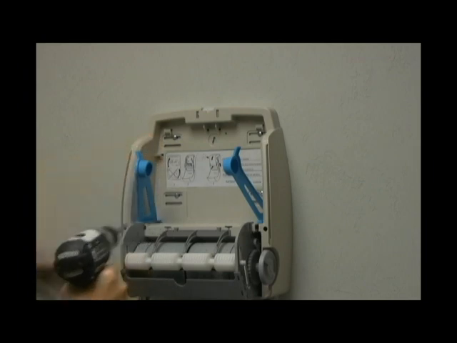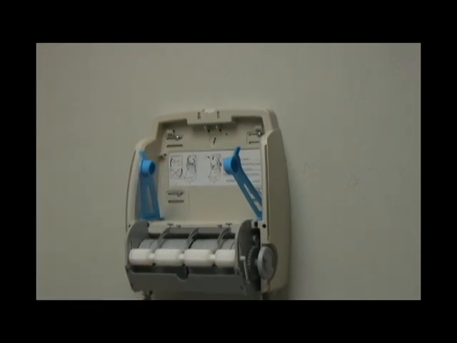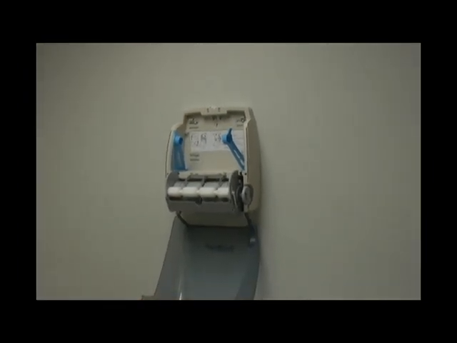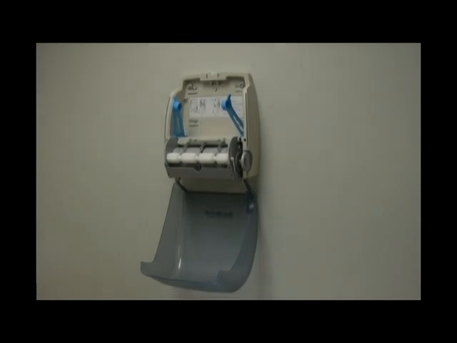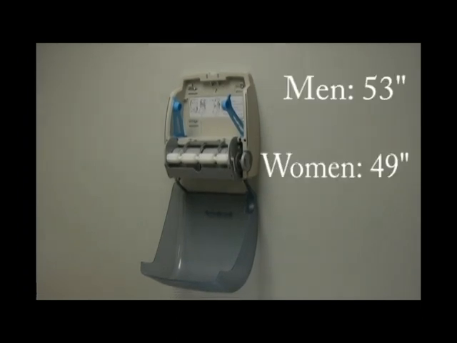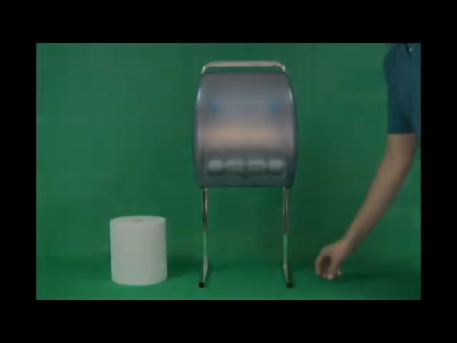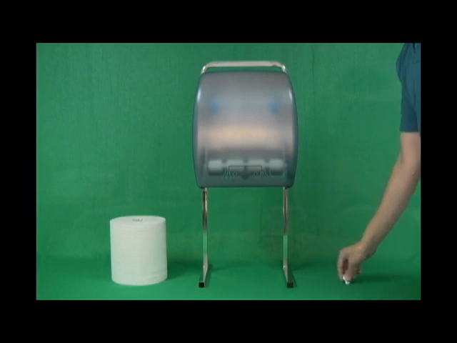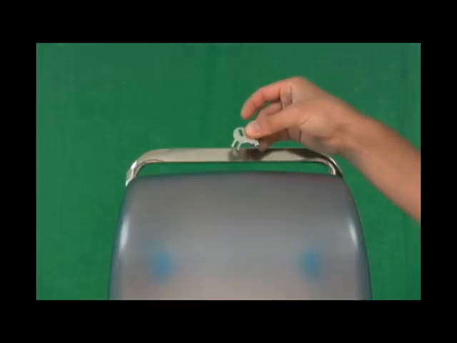Know that there are different recommended mounting heights for differing situations. For men, the recommended height is 53 inches, for women it is 49 inches, and for children it is 43 inches, to be measured from the floor to the bottom of the dispenser. Now that you have learned how to mount the dispenser, it is time to learn how to load it.